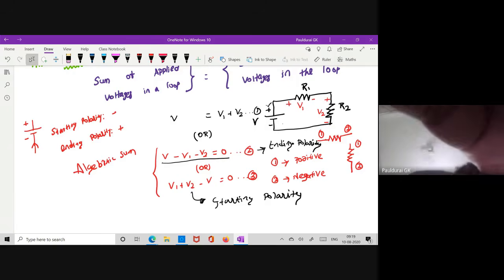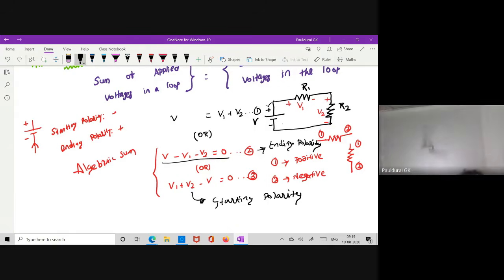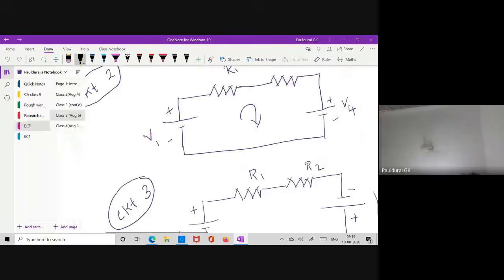So the conclusion: always consider starting polarity. Okay, so now we will move to circuit 2 and 3. I hope so. Now you guys will develop the equation. Now take circuit 2.